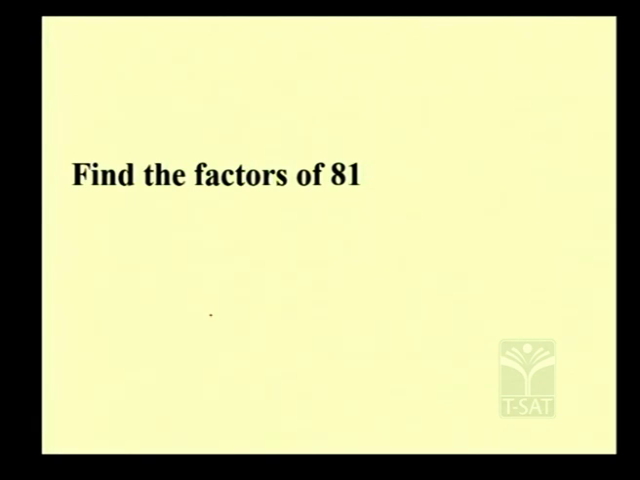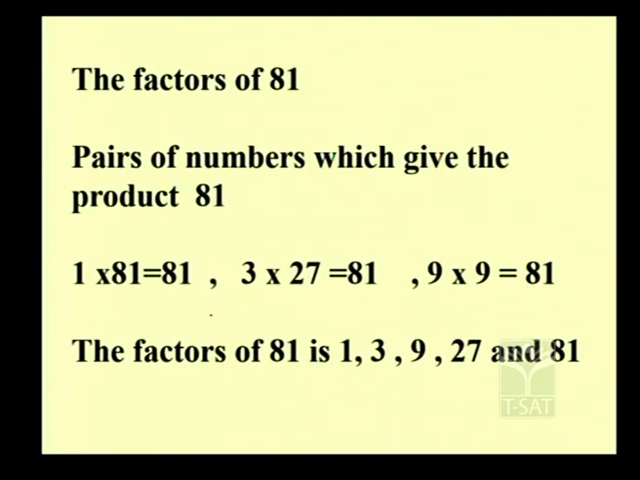Let us try to understand about factors in some other situations where we can use them. Let us discuss. We go on the screen. Find the factors of 81. To find the factors of 81, first we have to write 81 as a product of some other numbers. See the factors of 81. Pairs of numbers which give the product of 81: 1 into 81 is 81, 3 into 27 is 81, 9 into 9 is also 81. Then what are the factors of 81? 1, 3, 9, 27, and 81 into 1 is also 81. So, 81 is also a factor of itself, right.